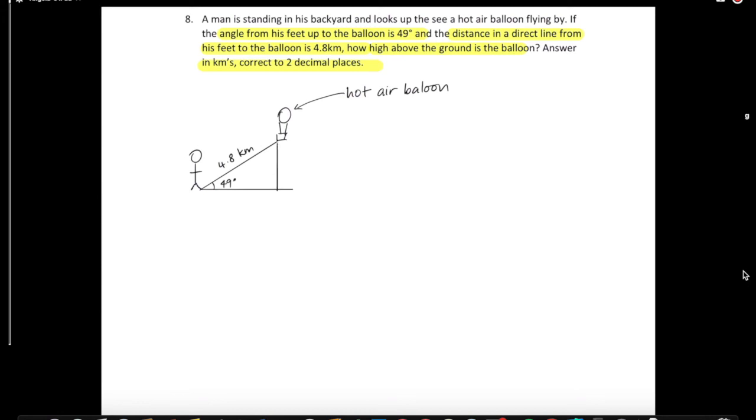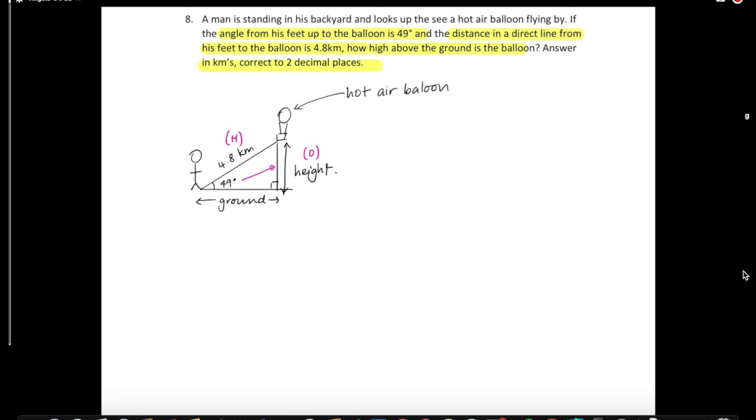Now drawing that line down, we can see that that is what's going to form my height. In the question, we're actually asked as well, how high above the ground is the balloon? So I'm just going to label this as my ground. Now if we go back and actually label these sides in the way that we have with previous questions, we can see that the 4.8 kilometers forms our hypotenuse, and the height is actually our opposite, because notice that it's opposite to our reference angle.